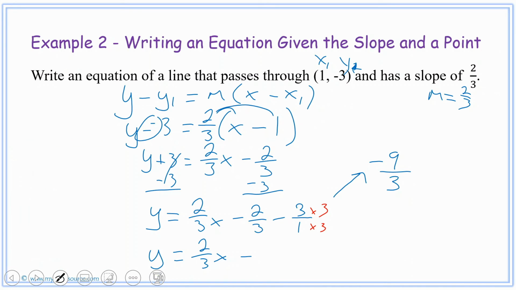Make sure we do that correctly. -2 subtract 9, right? Let me just rewrite it so you're not confused. That's going to be -9/3, and the rest is going to be 2/3 x. Subtract the 2 and the 9. Remember the numerators, we subtract: -11. The denominator stays the same. And so we have m is equal to 2/3 as we see up top, and our y-intercept is -11/3. All right, so that's how you would do that example.